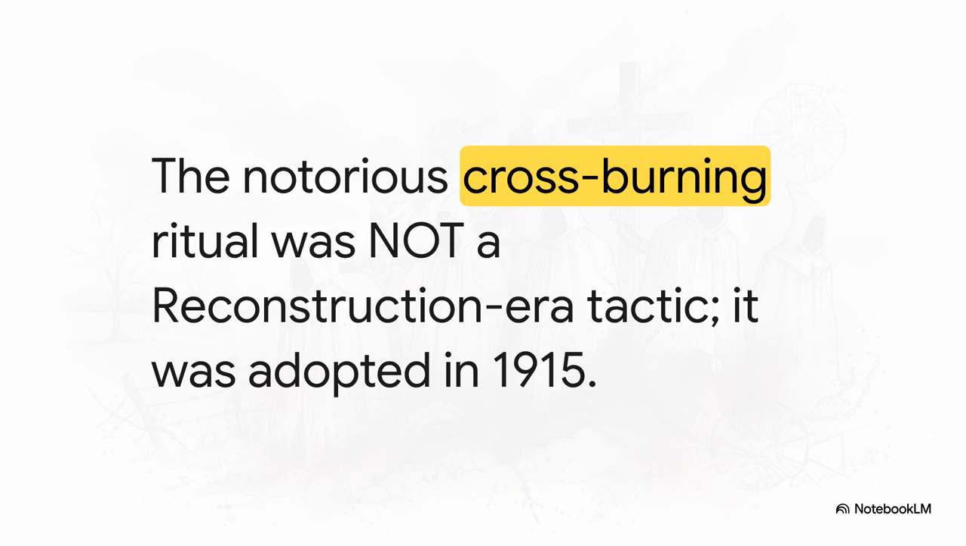There is literally zero documentation of the 1860s Klan burning crosses. They actually adopted it in 1915, purely as a psychological weapon, and they got the idea straight out of that movie, The Birth of a Nation. They tried to spin it as a religious symbol representing the light of Christ, but let's be real. It was a horrifying spectacle designed entirely to intimidate people and draw huge, curious crowds to their rallies.